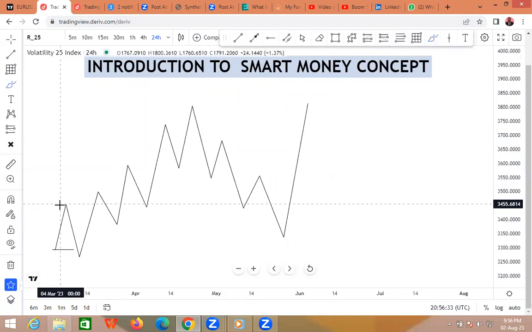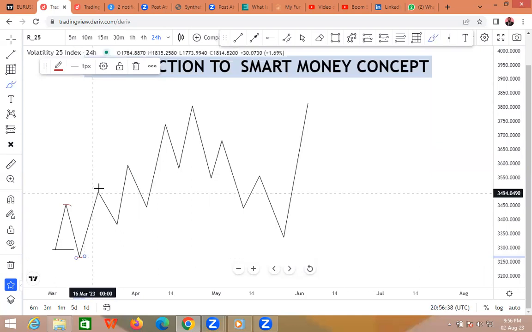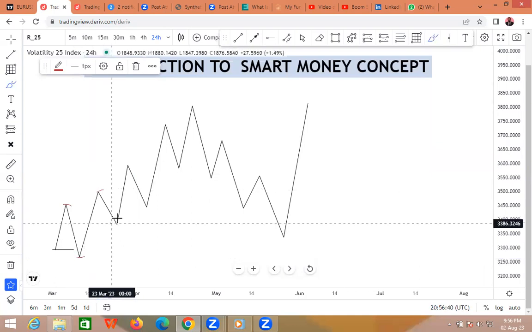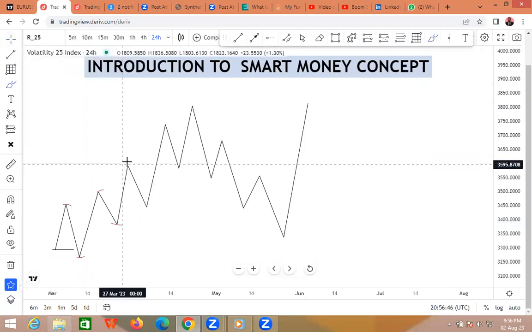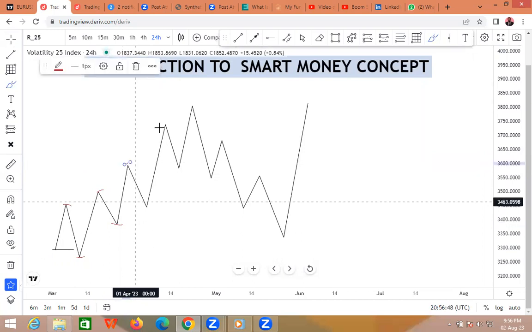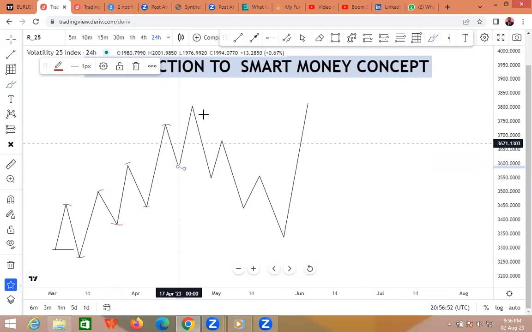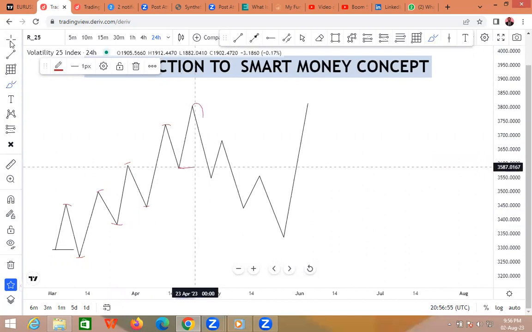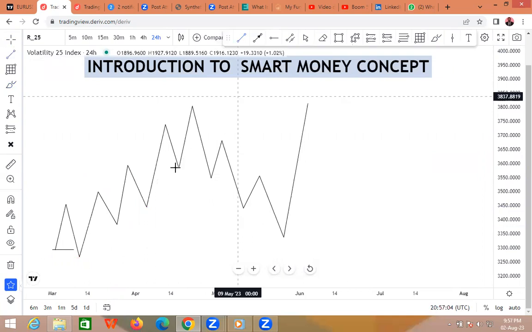Price was giving us this high. See this low created. You call this a high, or was this a low? I don't know, but we'll call it a low for now. Price gives us a high, price gives us a low, a high, a low, and another high and low structure. So if I want to label this, I'll call this a break of structure.